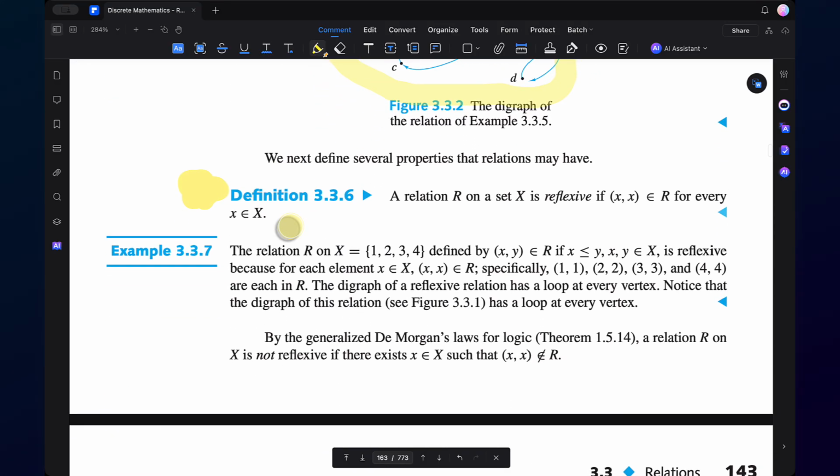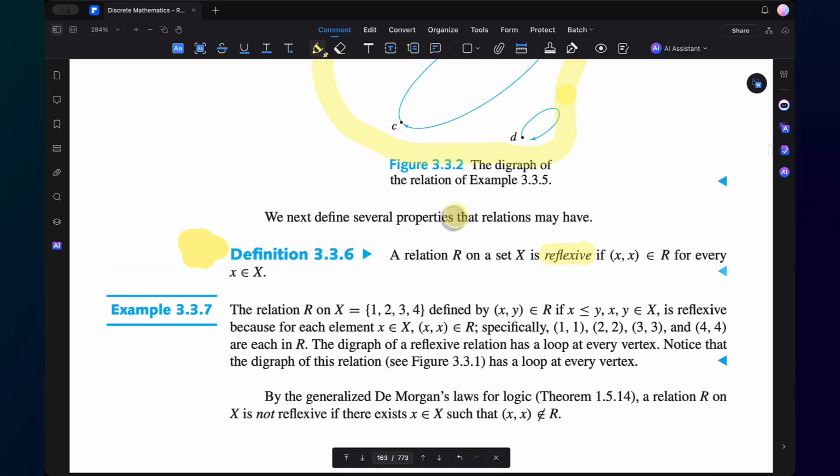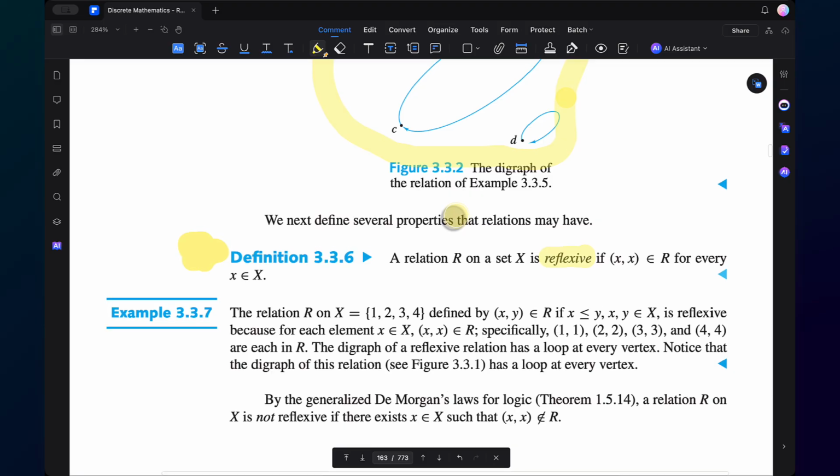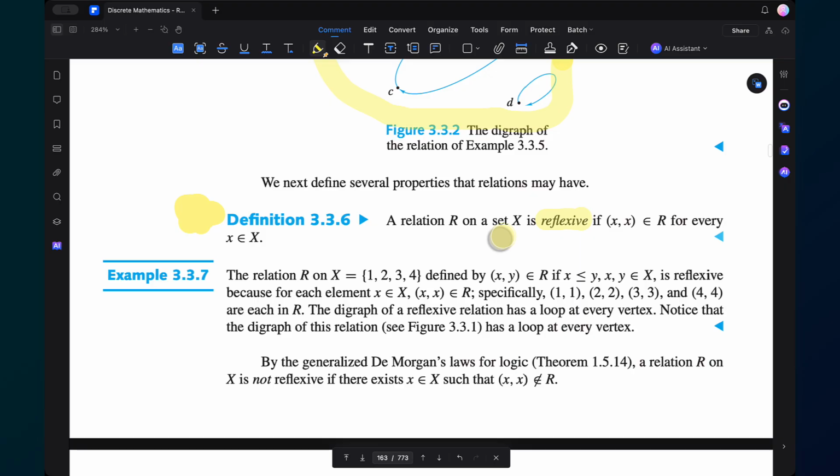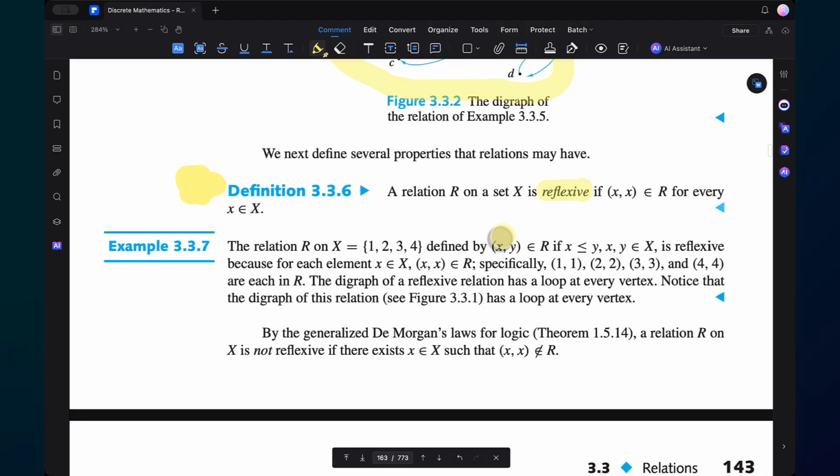Okay, another definition. Some properties of relations: the idea of being reflexive. A relation R on a set X is reflexive if x is related to x for every x in X. It seems strange, but that's reflexive. It's the definition.